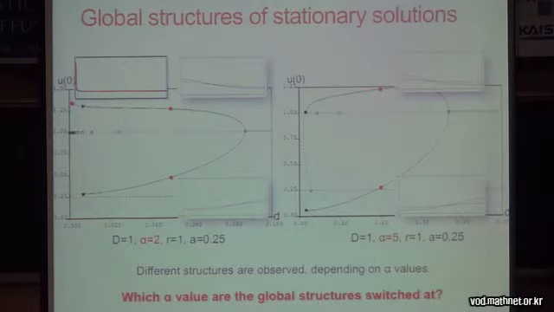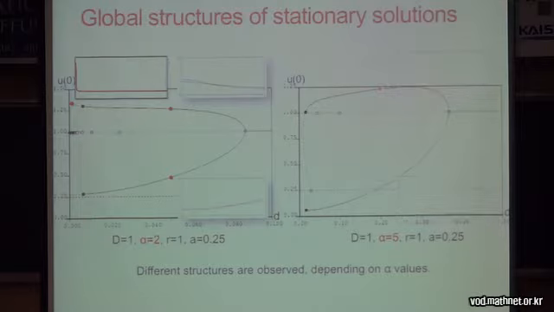So a simple question arises here: at which alpha value does the global structure switch? Of course, we want to know this. If we change alpha, at which alpha does the global structure of stationary solutions switch? Actually, in this case I always fix d equal to 1. D is this parameter.